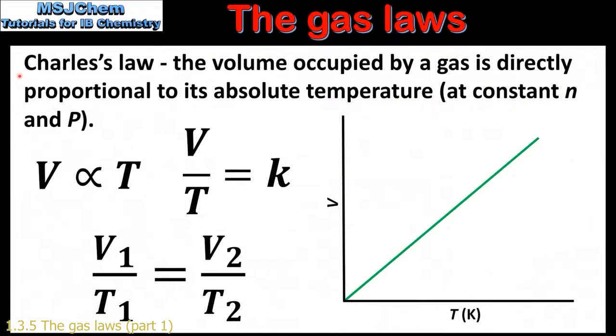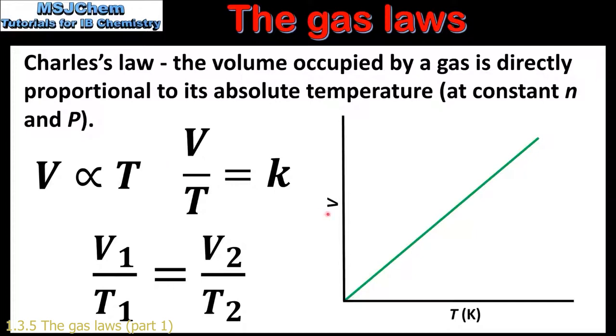Next, we have the relationship between volume and temperature at constant pressure, which is also known as Charles's law. This states that the volume occupied by a gas is directly proportional to its absolute temperature in Kelvin. In equation form, this can be represented as V is directly proportional to T. It can also be represented as V over T equals a constant K.